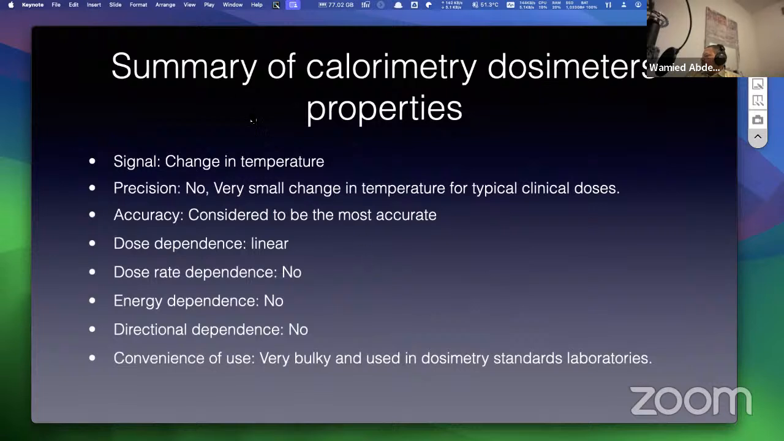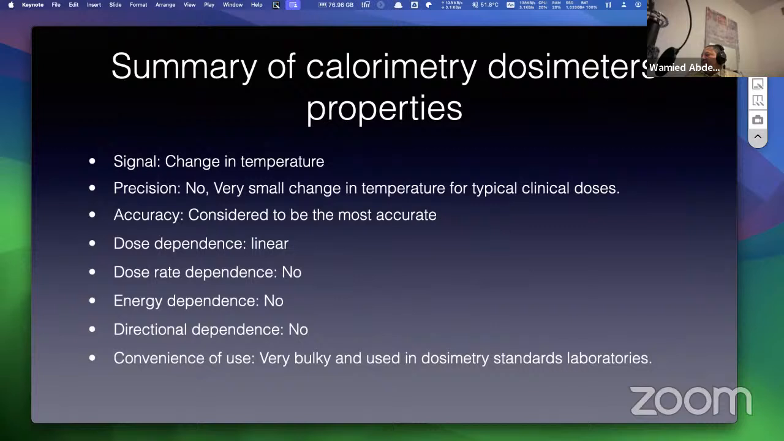Okay. So this is a summary of calorimetry dosimeters. What is the signal for this dosimeter? It is the change in temperature. I often ask some of the students, we have a chamber, or whatever dosimeter, what's the signal that we're measuring, or what does it measure? They always say it's a dose, it's exposure, and so on. No, actually, a dosimeter does not give us that quantity directly. It gives us a signal, and the signal for calorimetry is the change in temperature. One of the problems they have is that they are not precise.